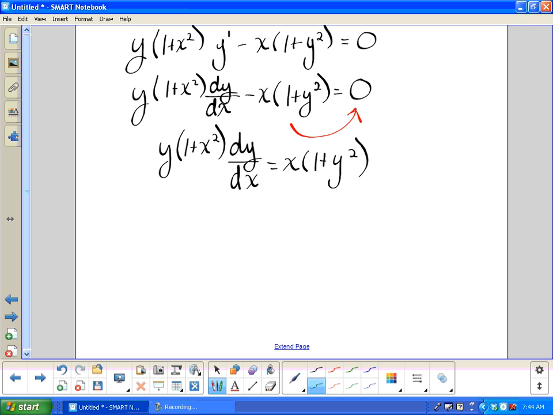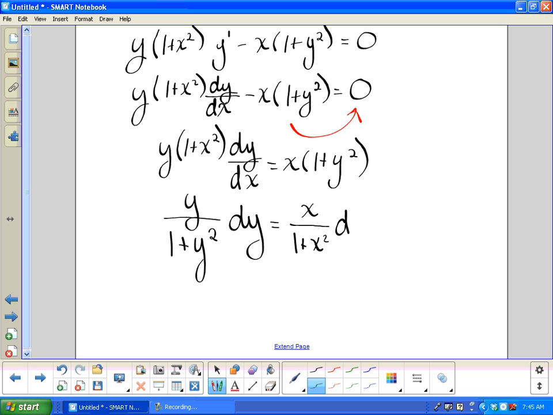I'm also in the same step going to move the dx to the right-hand side. So if I divide by 1 plus y squared and I get rid of the 1 plus x squared, I have y over 1 plus y squared dy is equal to, and then I'm going to divide by 1 plus x squared, so I have x over 1 plus x squared, and then I multiply by dx.